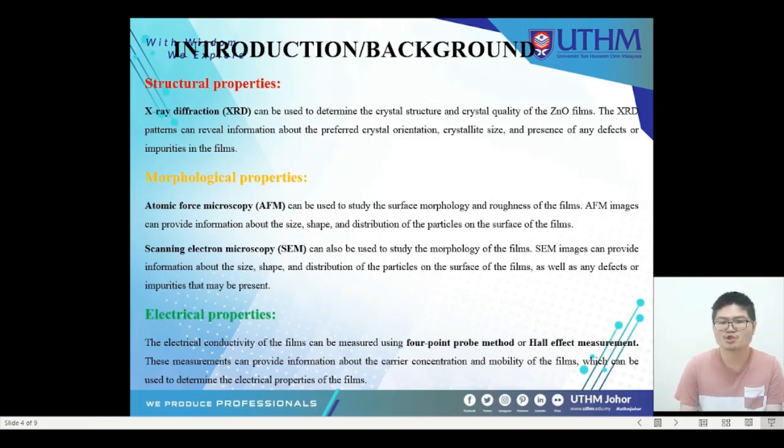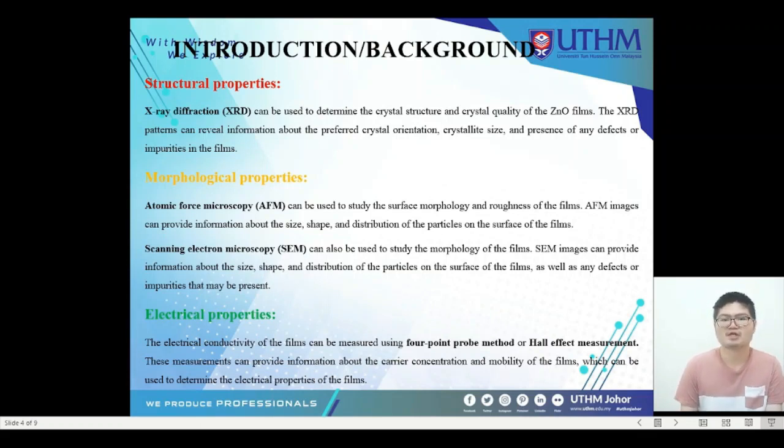The second one is the morphological properties. Two tools are used to investigate the morphological properties, which are atomic force microscopy and also scanning electron microscopy. Atomic force microscopy can be used to study the surface morphology and roughness of the film. The atomic force microscopy image can provide information about the size, shape, and distribution of the particles on the surface of the film, while scanning electron microscopy can also be used to study the morphology of the films. It is an image that can provide information about the size, shape, and distribution of the particles on the surface of the film, as well as any defects or impurities that may be present.